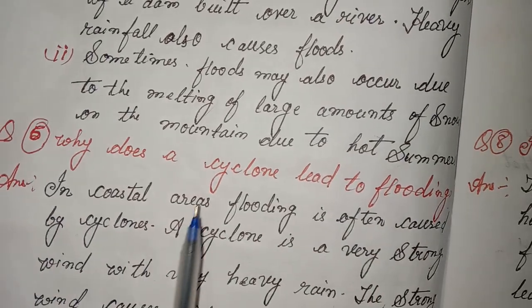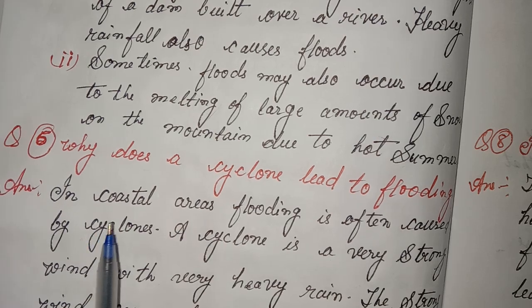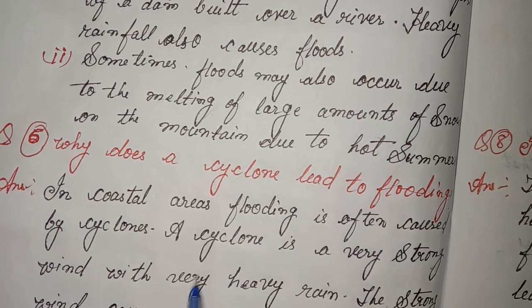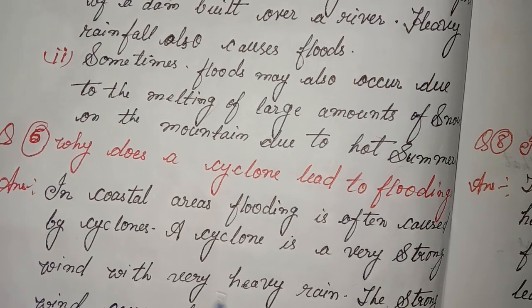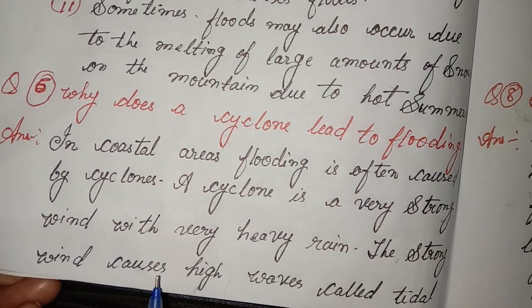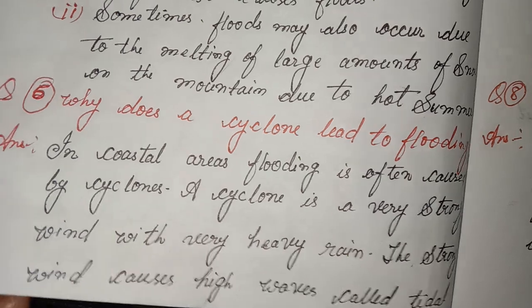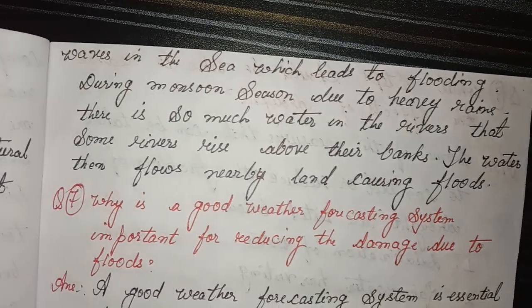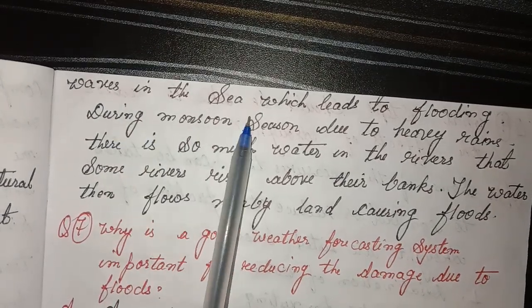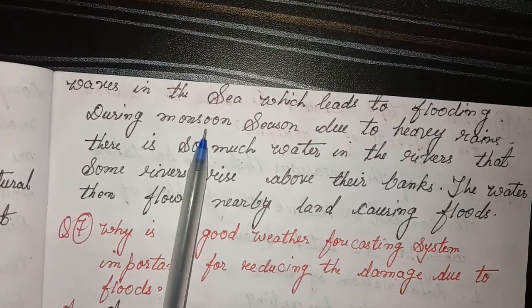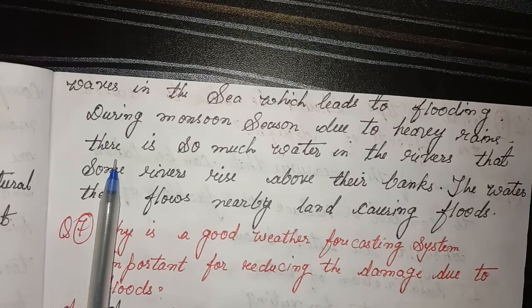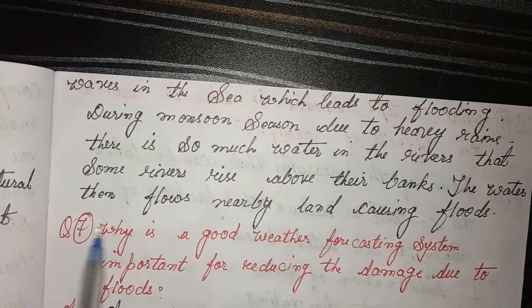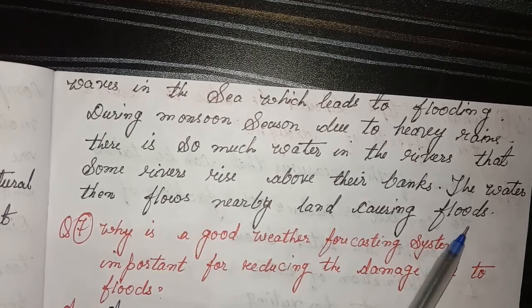Why does a cyclone lead to flooding? Answer. In coastal areas, flooding is often caused by cyclones. A cyclone is a very strong wind with very heavy rain. The strong wind causes high waves called tidal waves in the sea, which leads to flooding during monsoon season due to heavy rain. There is so much water in the river that some rivers rise above their banks. The water then flows onto nearby land, causing floods.